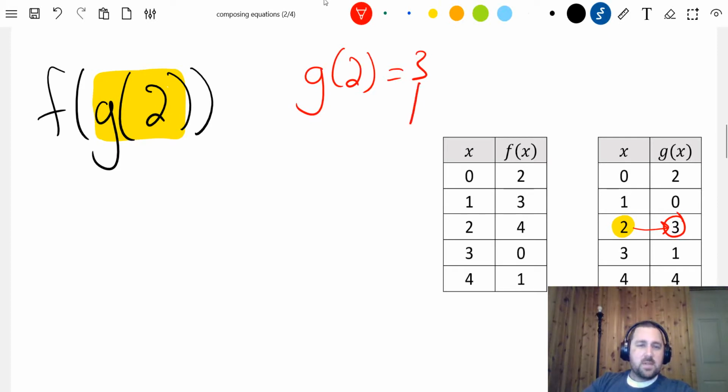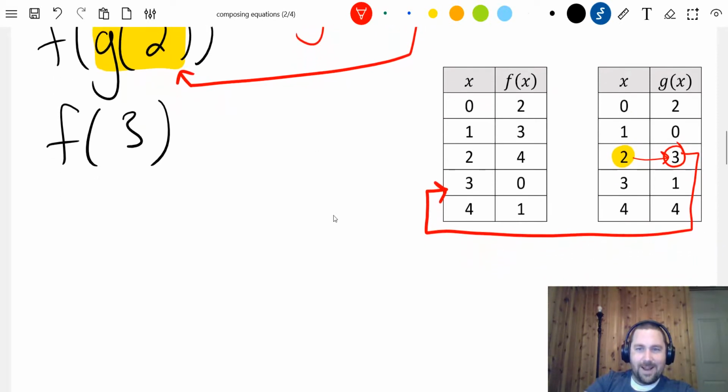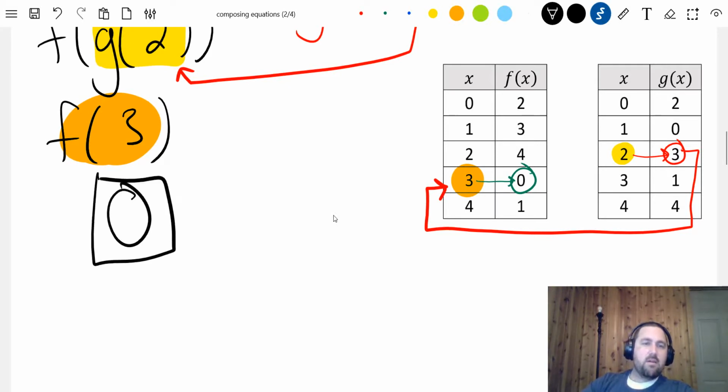And now we can substitute this 3 in for g of 2. And so what we're looking for now is f of 3. In the exact same way, we think of substituting this 3 in over there for the input. Make sure you can see that cool line I drew. And so now, if we're looking for f of 3, we go to 3 and look for our output when the input is 3. Aha, we get 0. So we happen to know that f of 3 equals 0. 0 would be our final answer.